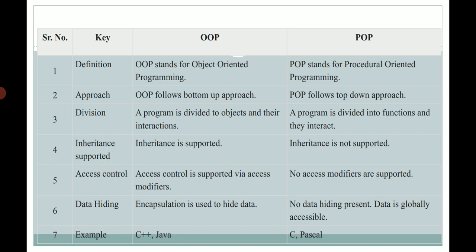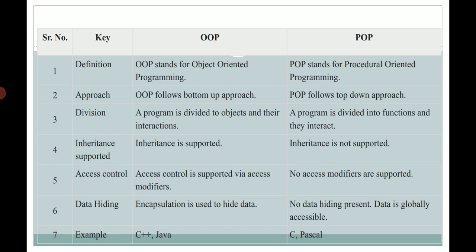Then, based on the data hiding concept. In object-oriented programming, encapsulation is used to hide the data. Encapsulation means the wrapping up of data and functions in a single unit. This we can call encapsulation. Wrapping means combining. In procedural oriented programming, no data hiding is present. The data is globally accessible.